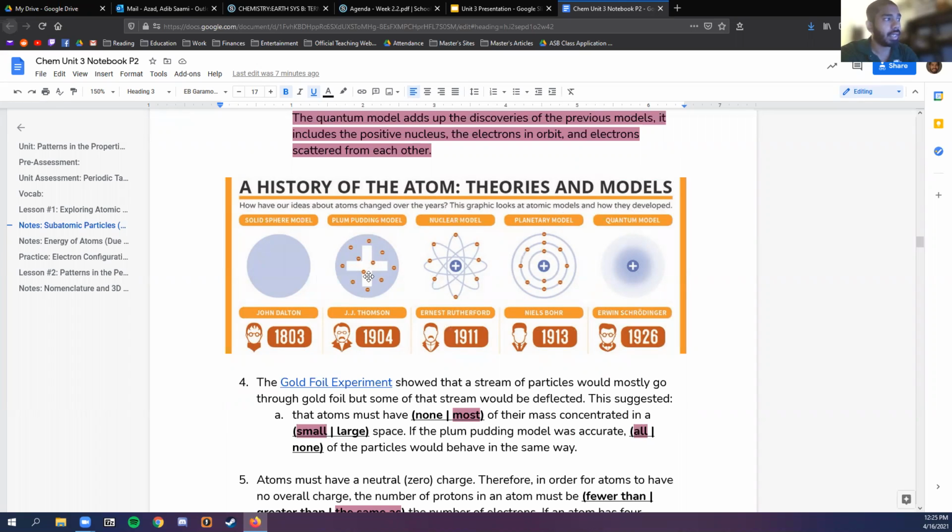Okay. And then later on, we build, right? We say, okay, no more is that positive charge kind of in that general area. It's a condensed positive charge, that's our nucleus. But these electrons, they're not in any kind of random orbit. They're in a very specific pattern. That's where we get to the planetary model. And then later on, we know that, okay, it's not exactly very specific orbits, it's just an area where you're more likely to find electrons, and that's our quantum model, right? So we build on top of our theories, right?